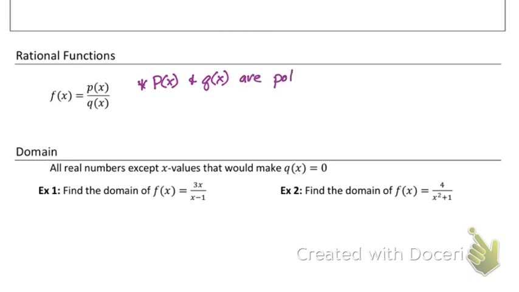So both of them are polynomials. Anytime we have a fraction, we should probably say something. What should we always say when we have a fraction? Q of x cannot equal 0.